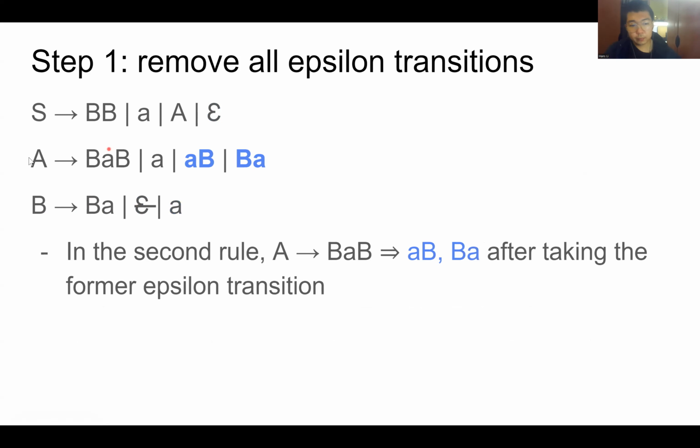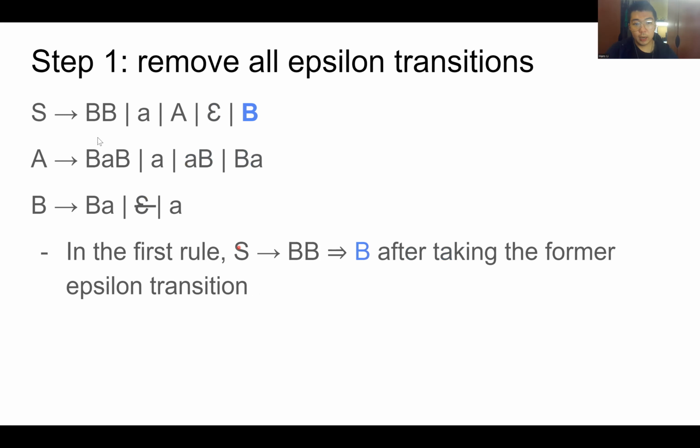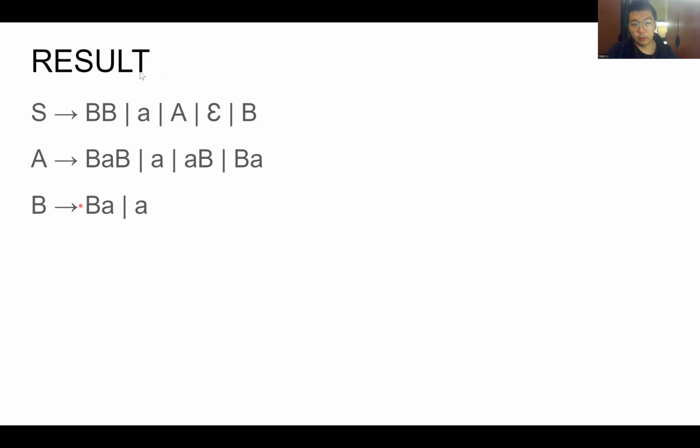In the second rule, A can create big A, small a, big A, and either one or both of these B's can become epsilon. So we can have big A, small a, big B, and big A, or big B, small a. And in the first rule, S can generate BB, and B can epsilon. So we can have just a single B because one of these B's can by itself epsilon. By doing this, we're accounting for the fact that B used to be able to epsilon, but now it cannot anymore. So this is our final result.